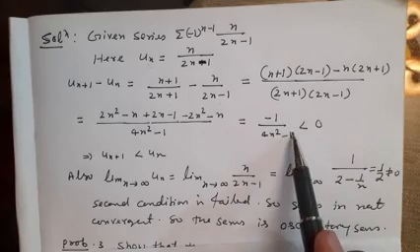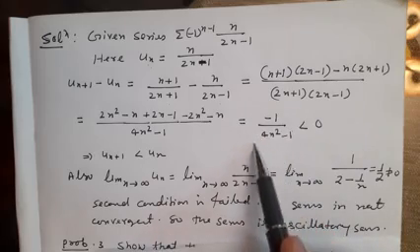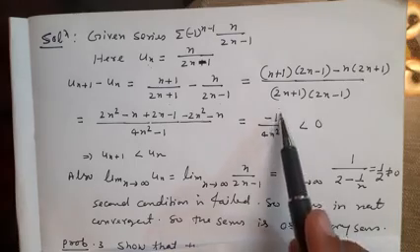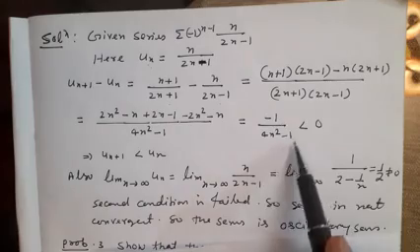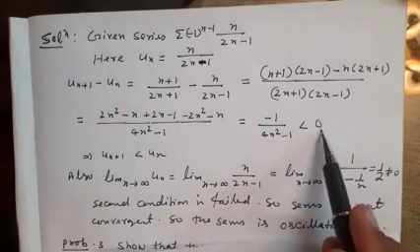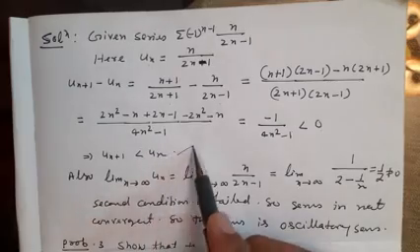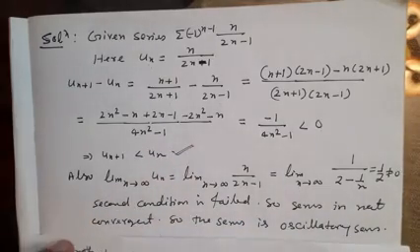So you can see, what about this? This is always a positive term. It is negative. The whole term is negative. So it means it is less than 0. So the first condition is satisfied.